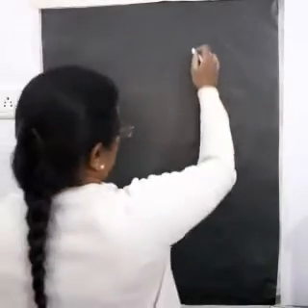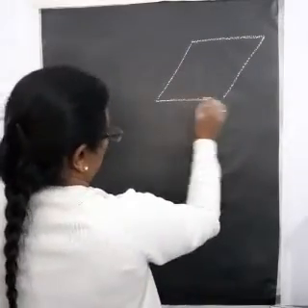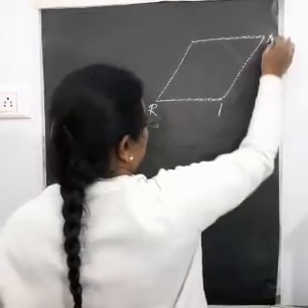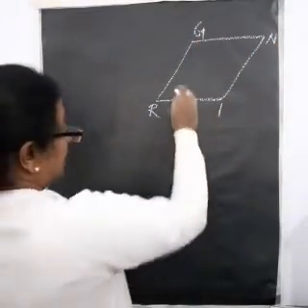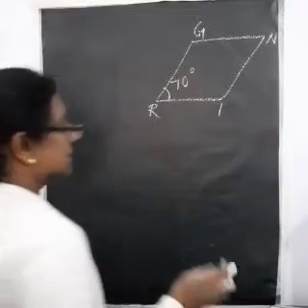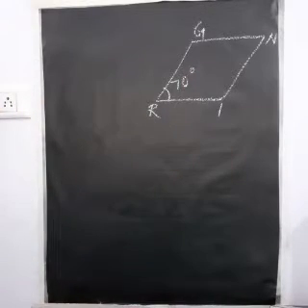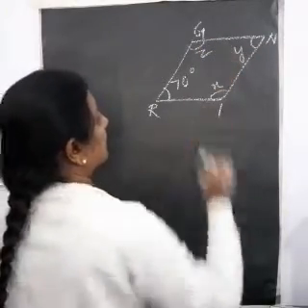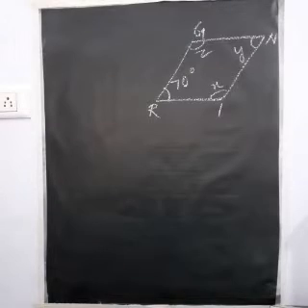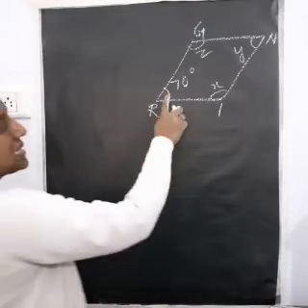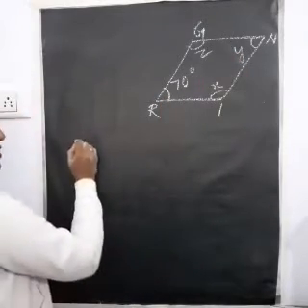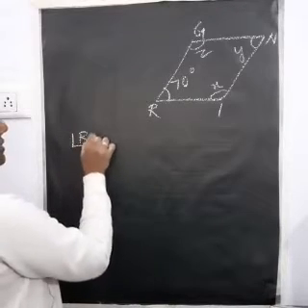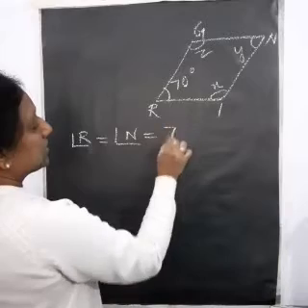Now the next sum that they have given is, say you have a parallelogram like this, where it is RING, and they have given the angle R to be 70 degrees, and they want you to find all the other angles. They want this angle, this angle, and this angle. Now let us use the properties of a parallelogram. They have said RING is a parallelogram. So if this is 70 degrees, what do you think Y will be? Naturally, angle R is equal to angle N equal to 70 degrees.